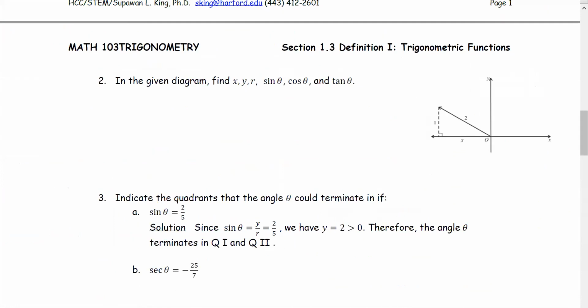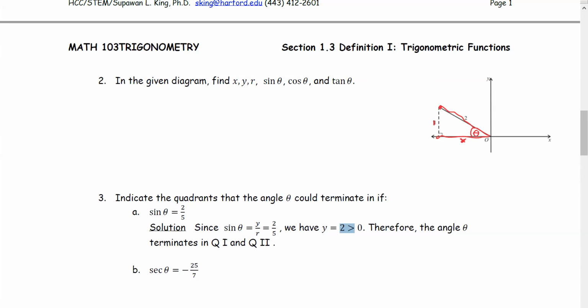Example 2. In the given diagram, find x, y, r, sine theta, cosine theta, and tangent theta. The initial side lies on the negative x-axis. The terminal side leads to the ordered pair in the second quadrant, forming an angle theta. We have x on the x-axis.